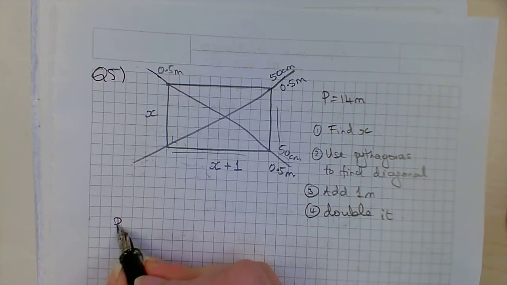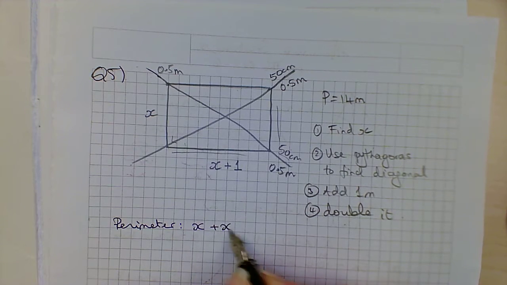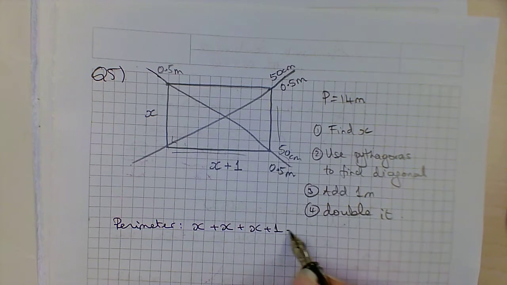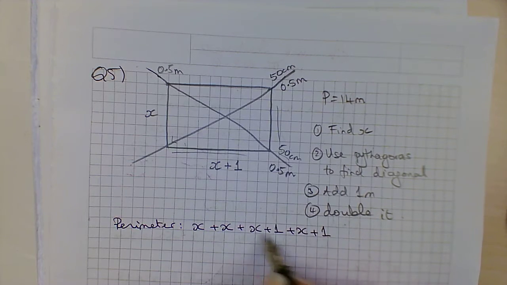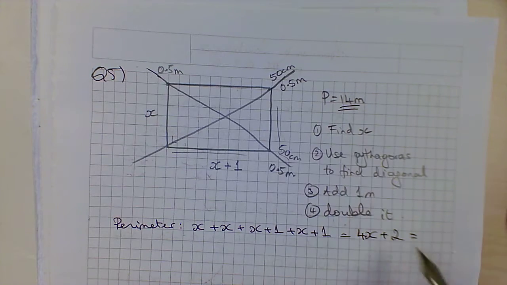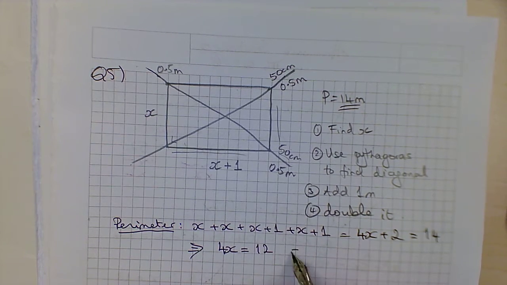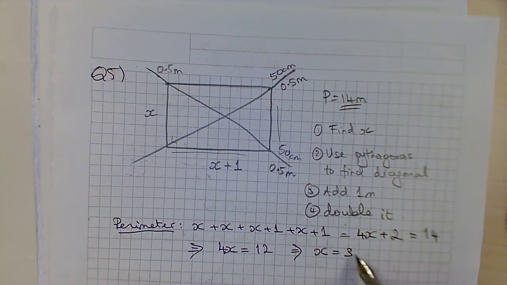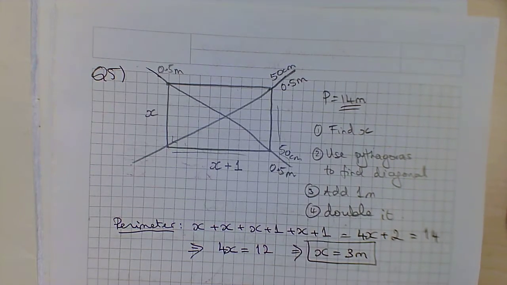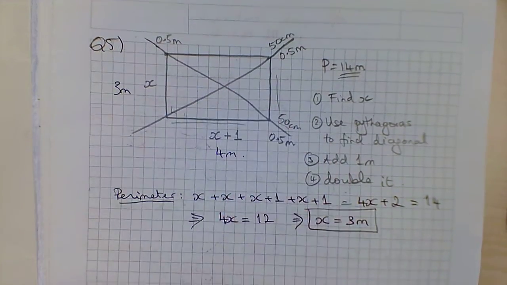I know that my perimeter is going to be my 2 widths and my 2 lengths added together, which gives me 4x plus 2. But I also know that my perimeter is 14 meters. So that means that 4x is equal to 14 minus 2, 12, and x is equal to 3 meters. So this is 3 meters and this is 4 meters.